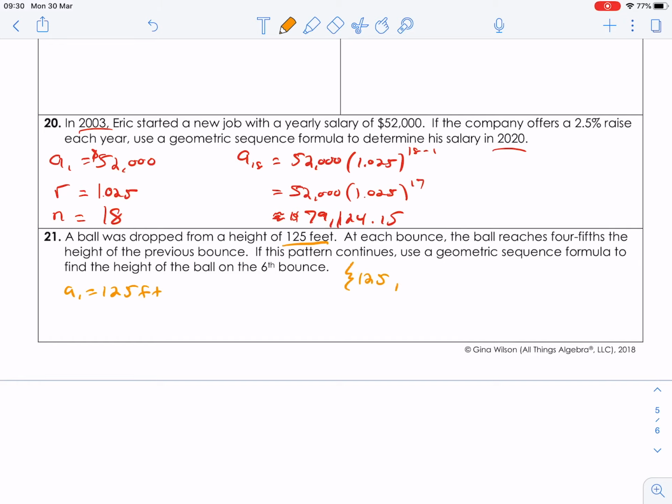We have 125. That is our A1. So after the first bounce, this will be the first bounce height. We multiply by whatever our R is, in this case 4/5. It's going to be 4/5 of the previous height. So 4/5 of 125 would be 100.